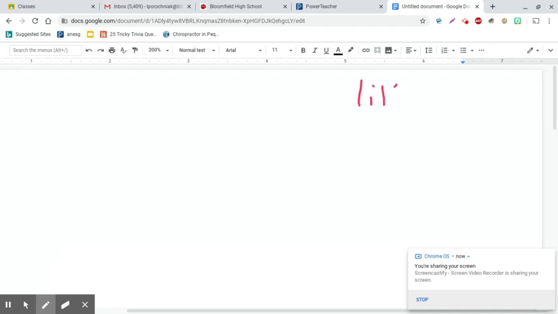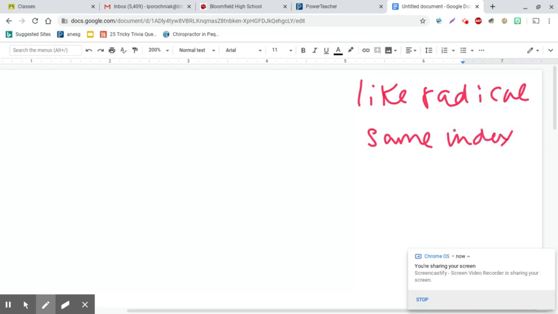Okay, so a like radical is the same index and the same radicand. All right, what does that mean? Guys, your index is the tiny number, okay? If this is a square root or right here, it's a cubed root, they have to be the same. You can't add the square root of something and the cubed root of something. They're different indexes.